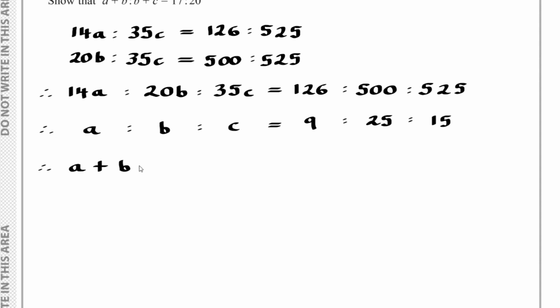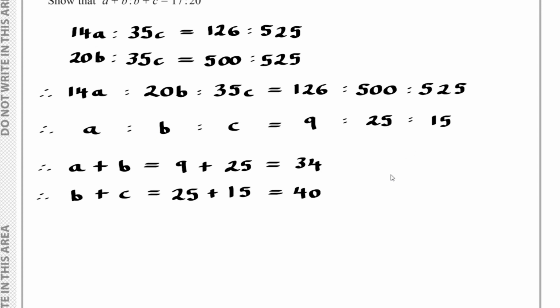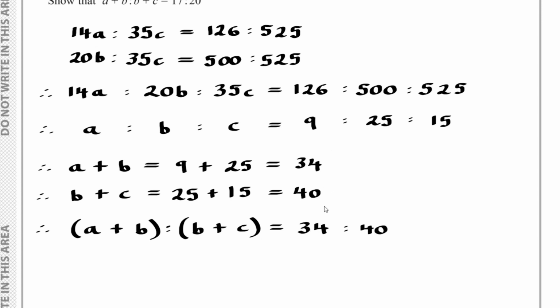Which means a plus b, that's equal to the 9 plus the 25, which is 34, and b plus c, that's equal to 25 plus 15, which is 40. So the ratio a plus b to b plus c, that's equal to 34 to 40, and if I divide both sides by 2, I get 17 to 20.